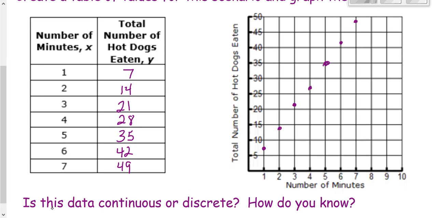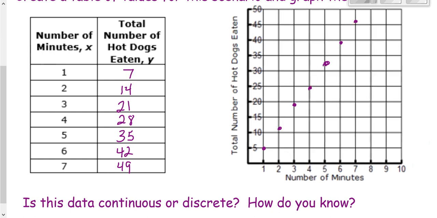Now we haven't answered this question. It says, is this data continuous or discrete, and how do you know? Well, if I think about the situation, the number of minutes is always continuing. We can't stop time, and you're not going to just eat 1 hot dog and then 2 hot dogs. You're eating the whole hot dog, every piece of it. So this would represent a continuous relationship.